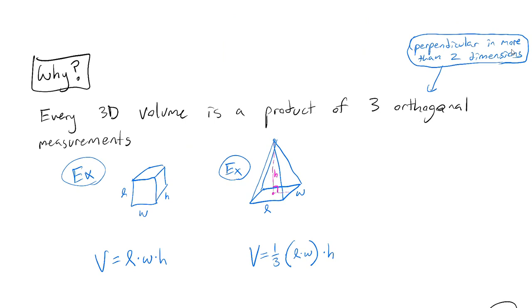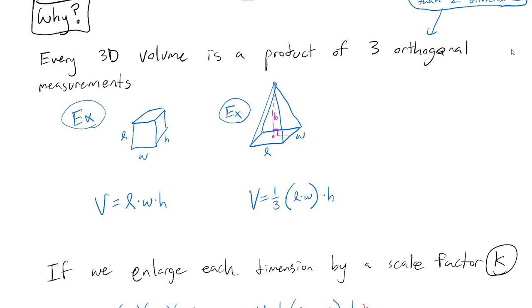Right, so every 3D volume is really, when you break it down, a product of three orthogonal measurements, okay? Now, orthogonal just means perpendicular, but in more than one dimension, because when you say perpendicular to a plane, you can't just say it forms a right angle, because it could form a right angle this way, but that still leaves a degree of freedom that it could tilt to either side while still forming a 90-degree angle. So orthogonal just means perpendicular in more than two dimensions. Anyways, 3D volume is a product of three essentially perpendicular measurements.